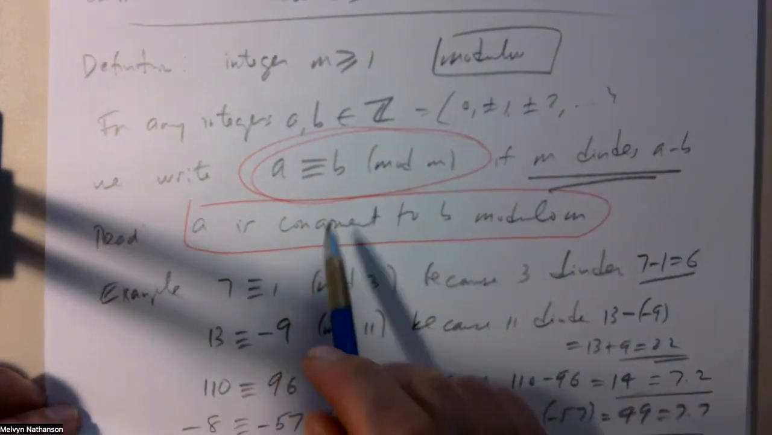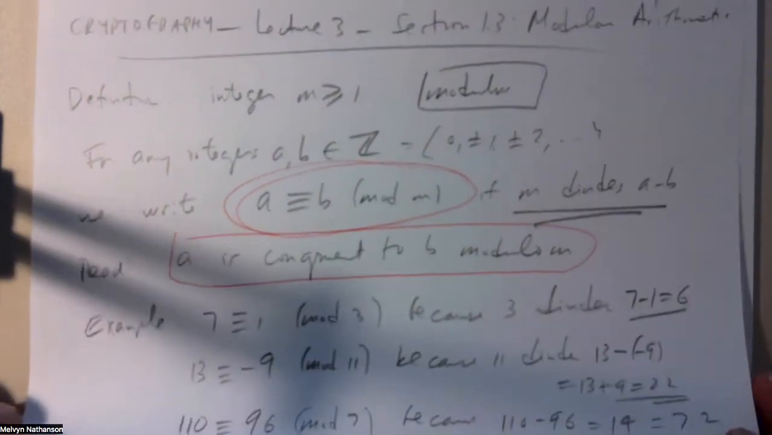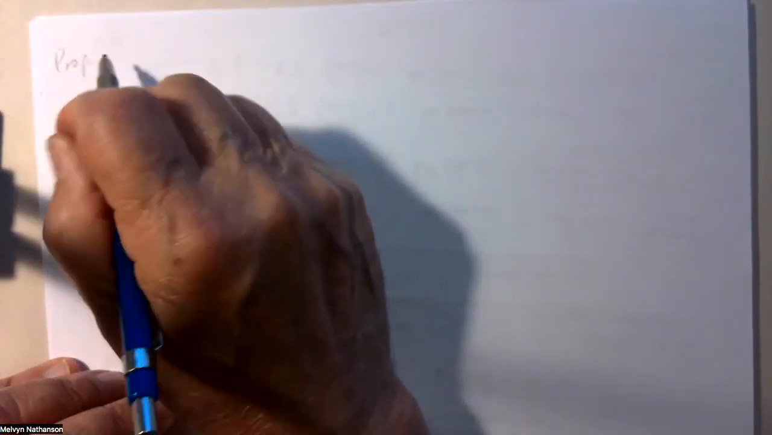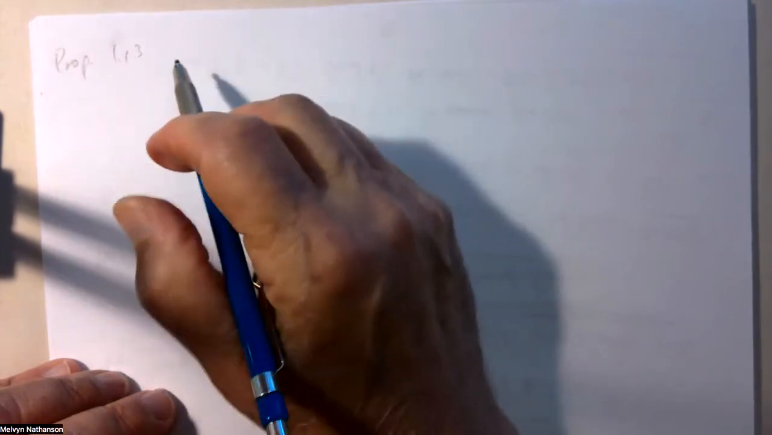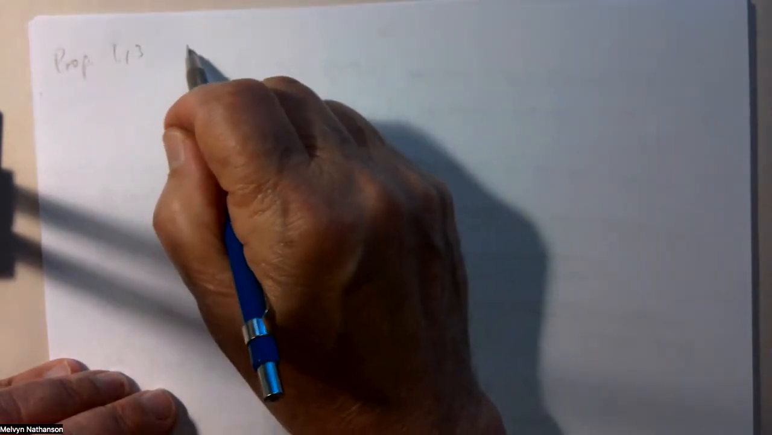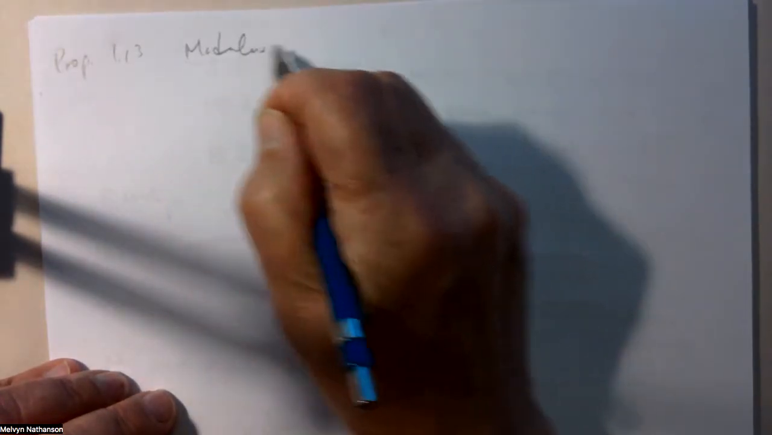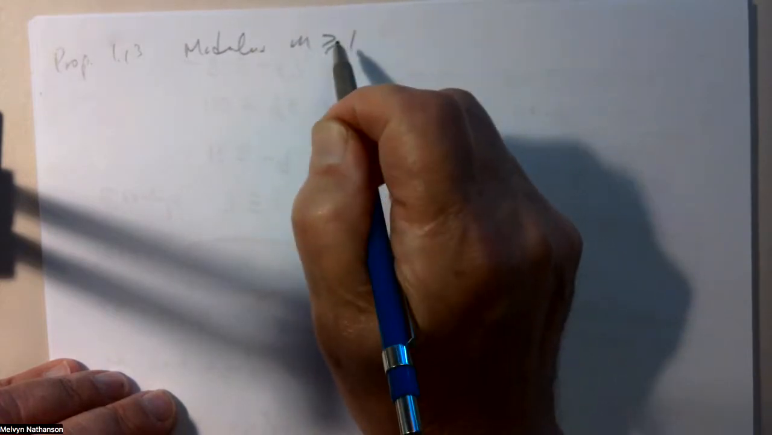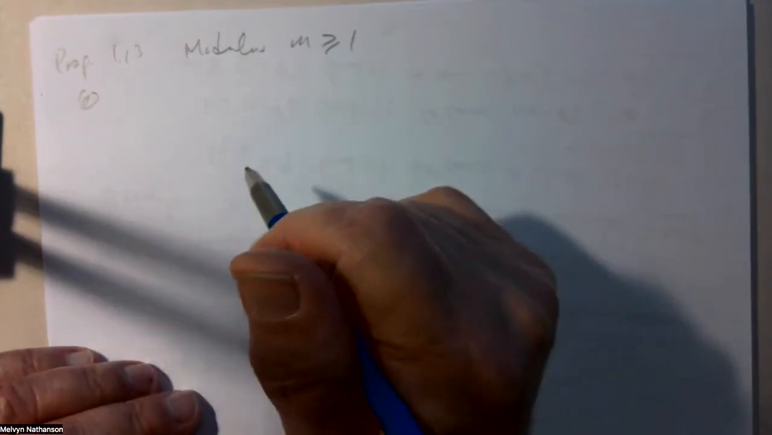And this property of congruence has very nice attributes. So this in the book is Proposition 1.13. So we have a modulus m, which is a positive integer. And we have various properties of congruences.